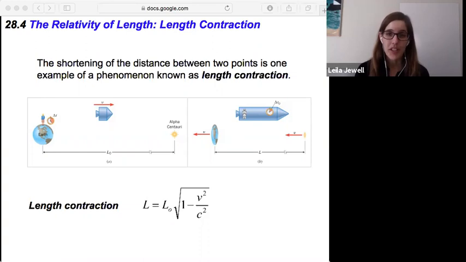Chapter 28.4, the relativity of length, or also length contraction. This is another consequence of the speed of light being constant in all reference frames. Time will change, and now also length or distances are going to change. The only thing constant is our speed of light. So length contraction is this idea of the shortening of distances between two points.